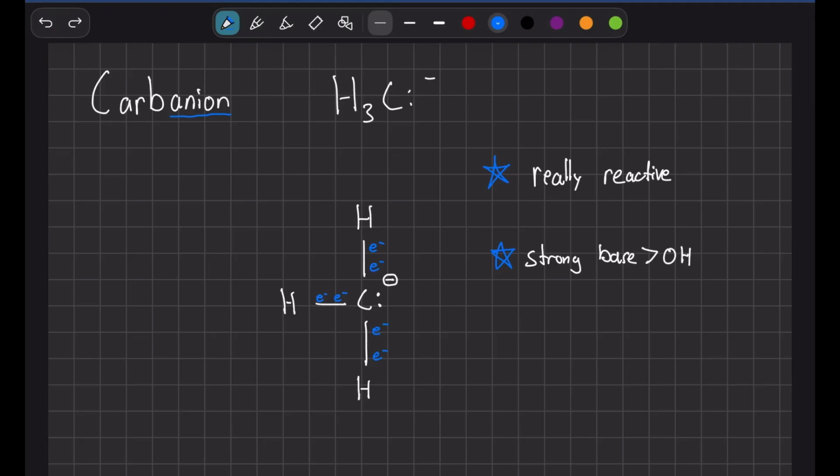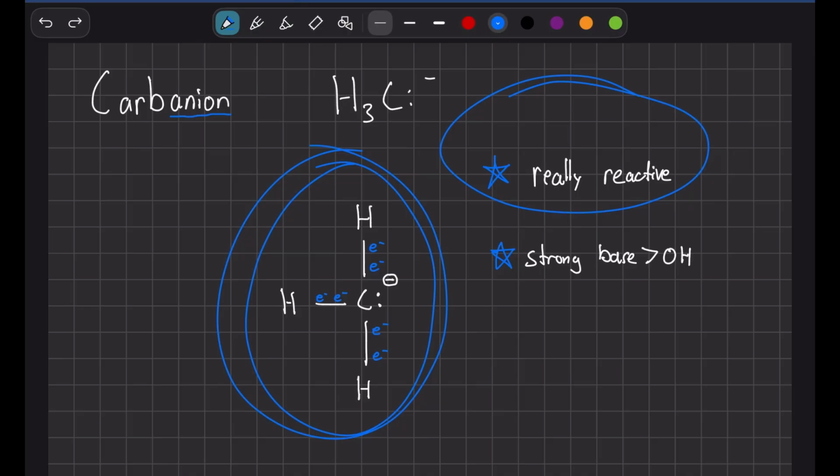So first, I'd like to talk about carbon ions. As the name suggests, a carbon ion is actually an anion itself, so the molecule over here is an anion. If we see down here, I draw out the Lewis structure, and it has a net negative charge. This makes the molecule really reactive. Another thing to note is that it's a very strong base, and it's actually stronger than hydroxide.